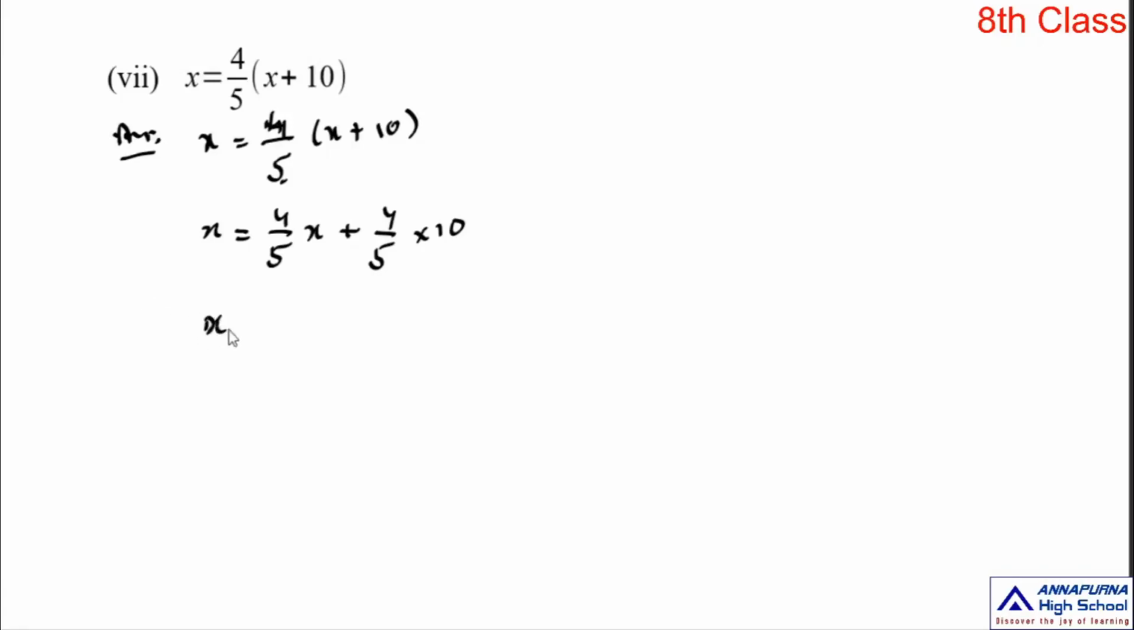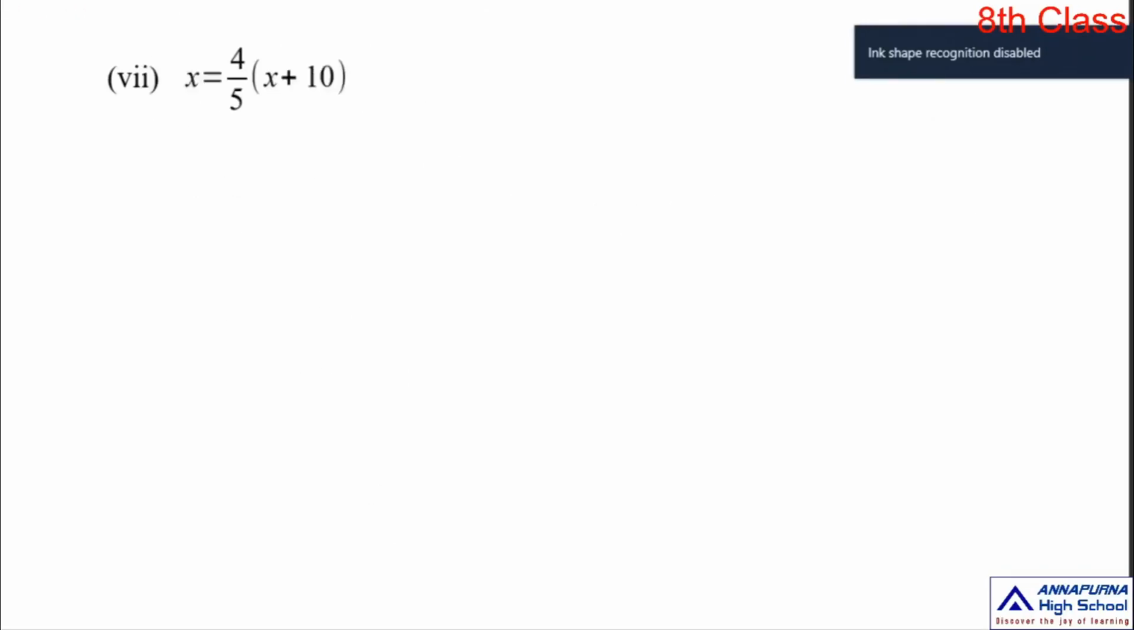Then x is equal to 4 by 5x plus, 5 into 10, 2 times. So 4 into 2 is 8. So x is equal to 4 by 5 into x plus 8. And again we transpose.